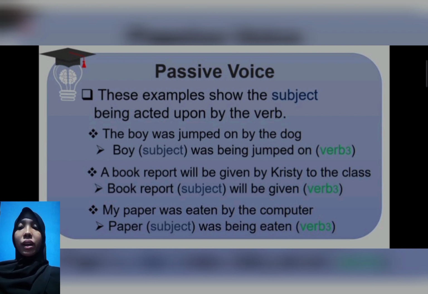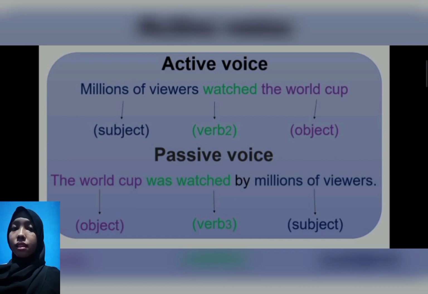Why does passive voice use verb 3? Because the pattern of passive voice is verb 3. Next slide. Sentence in active voice and converted to passive voice. Active: Millions of viewers watched the World Cup. Passive: The World Cup was watched by millions of viewers.